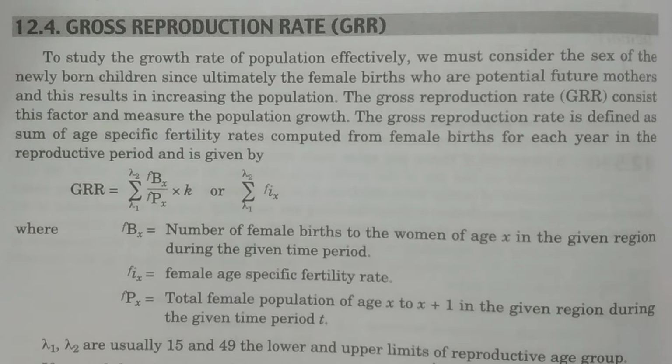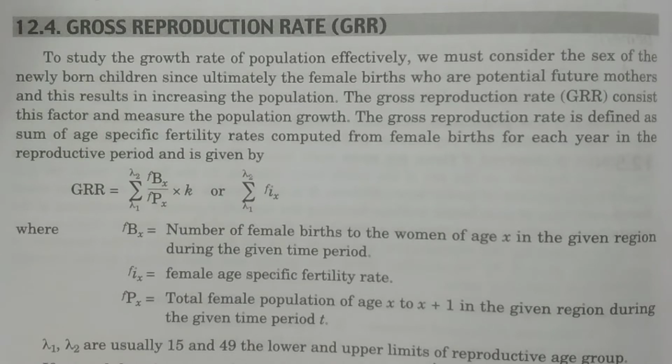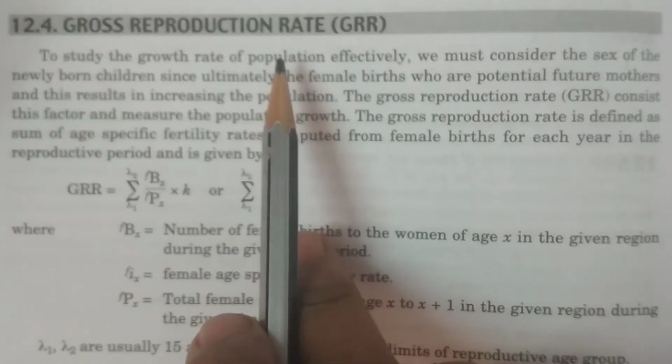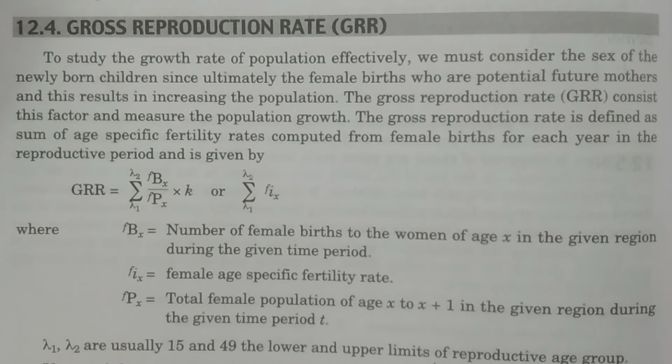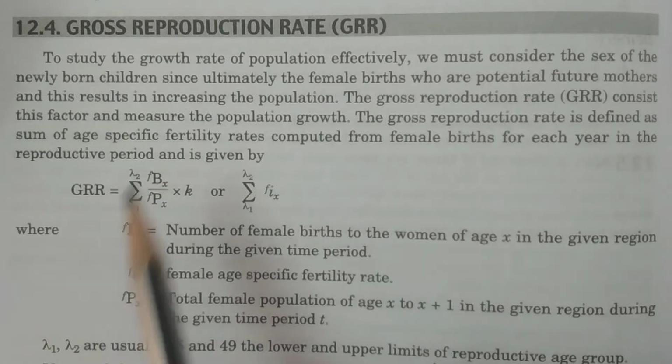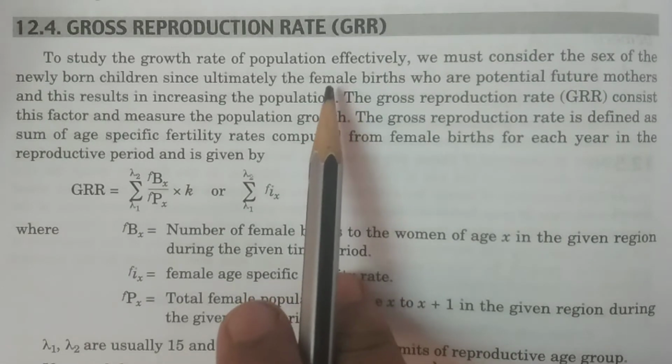In this class, I explain two reproduction rates. One is GRR, that is gross reproduction rate, and the second one is NRR, net reproduction rate. In which, what is the crucial point? The crucial point is, we want to study the growth rate of the population.